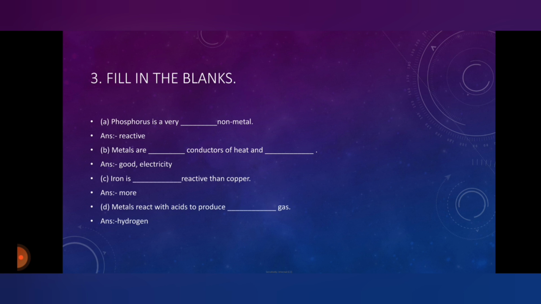Now fill in the blanks. Phosphorus is very dash non-metal. Answer is reactive. Metals are dash conductors of heat and dash. Answer is good and electricity. Third is iron is dash reactive than copper. Answer is more. D is metals react with acid to produce dash gas. Answer is hydrogen.